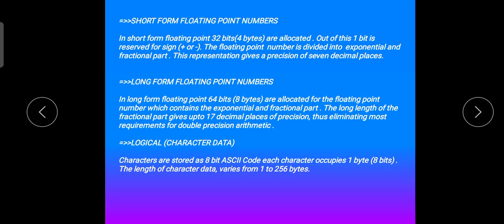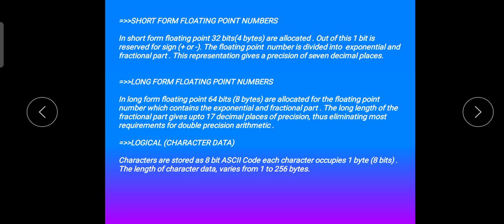Long form floating point numbers. In long form floating point, 64 bits or 8 bytes are allocated for the floating point number, which contains the exponential and fractional part. The long length of the fractional part gives up to 17 decimal places of precision, thus eliminating most requirements for double precision arithmetic.